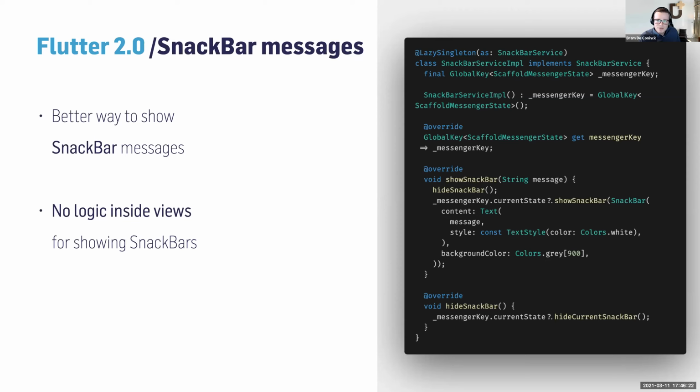So now there is a better way of doing it thanks to the ScaffoldMessengerState. So on the right, you can see that I created a simple service which has a messenger key and two functions, showSnackBar and hideSnackBar. I think that's easy enough to understand. But how do you use it?